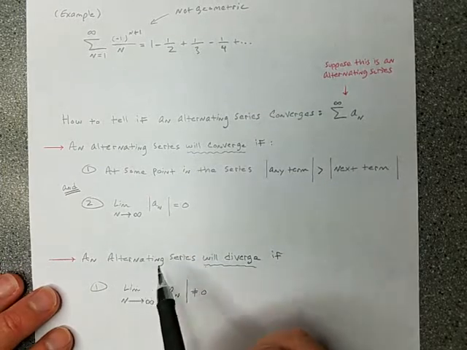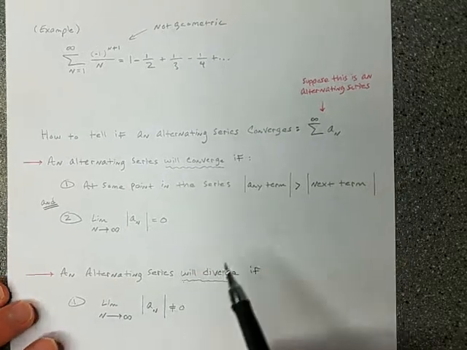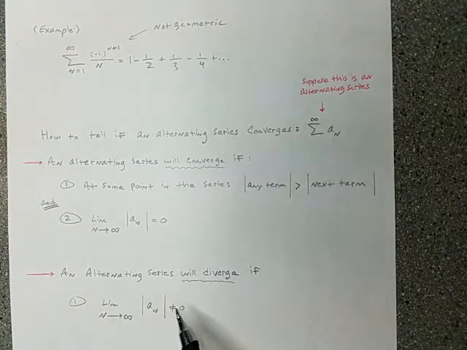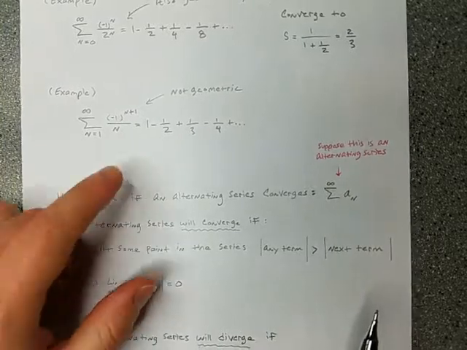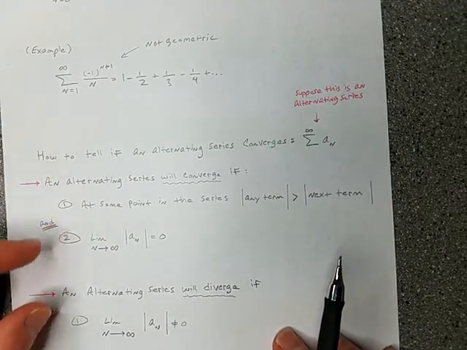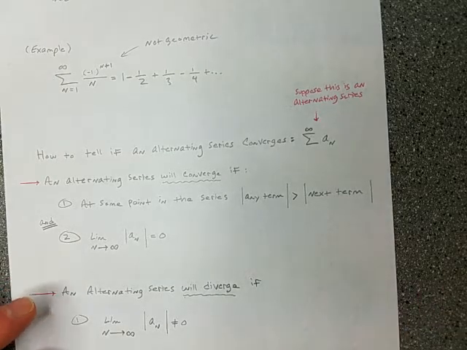An alternating series will diverge if the limit as n goes to infinity of the absolute value of that formula is not 0. That's all you have to do to prove that it's going to diverge. All right. So at this point, we know what an alternating series is when we see it. We know how to tell if it converges. We know how to tell if it diverges. All right. So let's look at some examples.